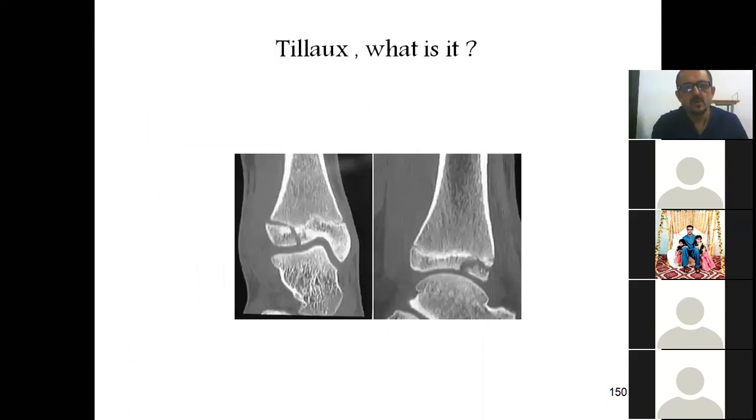So, who will tell me what type of fracture this is? Salter-Harris type 4? Type 4 and type 3? No. Type 2? How many fractures can you see? This is only one fracture. It is a Salter-Harris type 3 fracture. Which part of the tibia is involved, medial or lateral? Lateral, sir. What is attached to this bone piece?